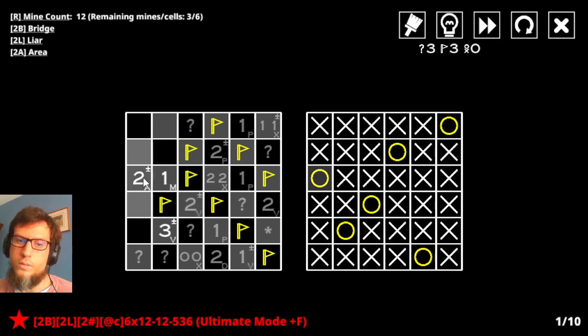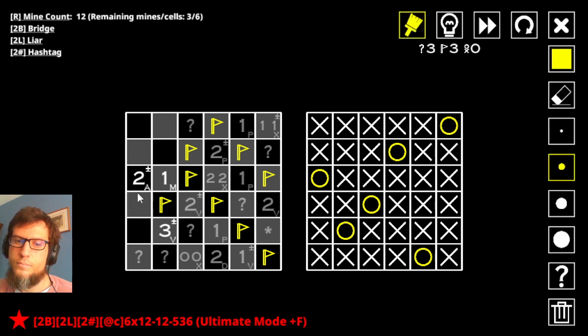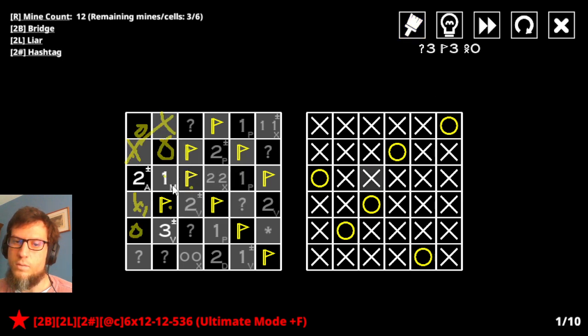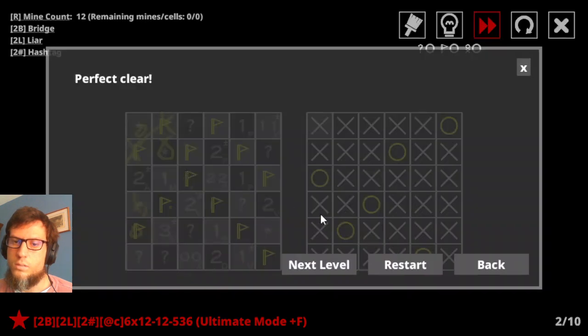This is a 2 area, but it's lying. So if that's a mine, that isn't. That gets 2 on the area, but it's lying, so it needs a 3rd. It can't have anything next to it, so it looks like this. But now this 1 modulo has 5 next to it, which is not allowed. So goodbye, hello, hello, and goodbye. Okay.